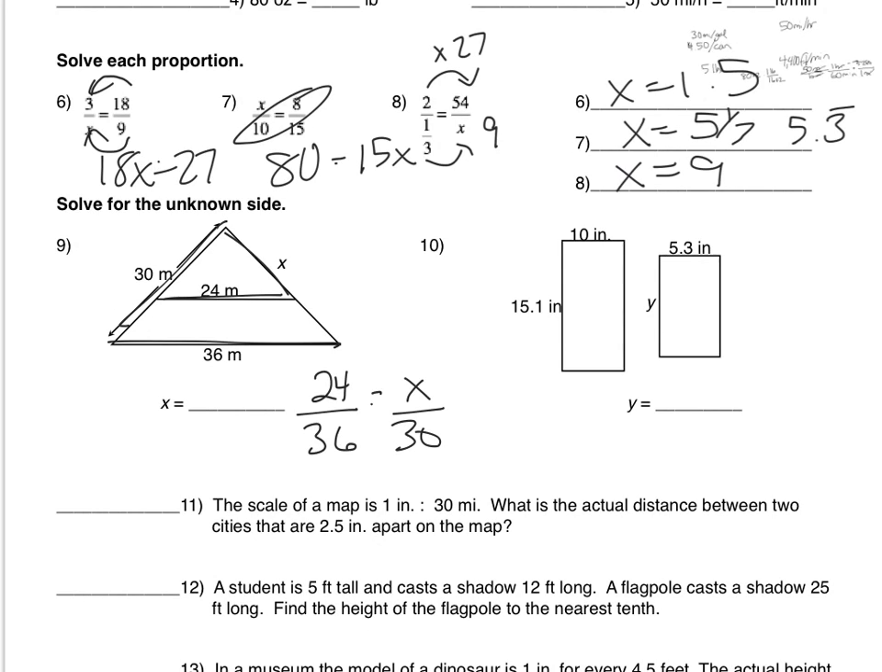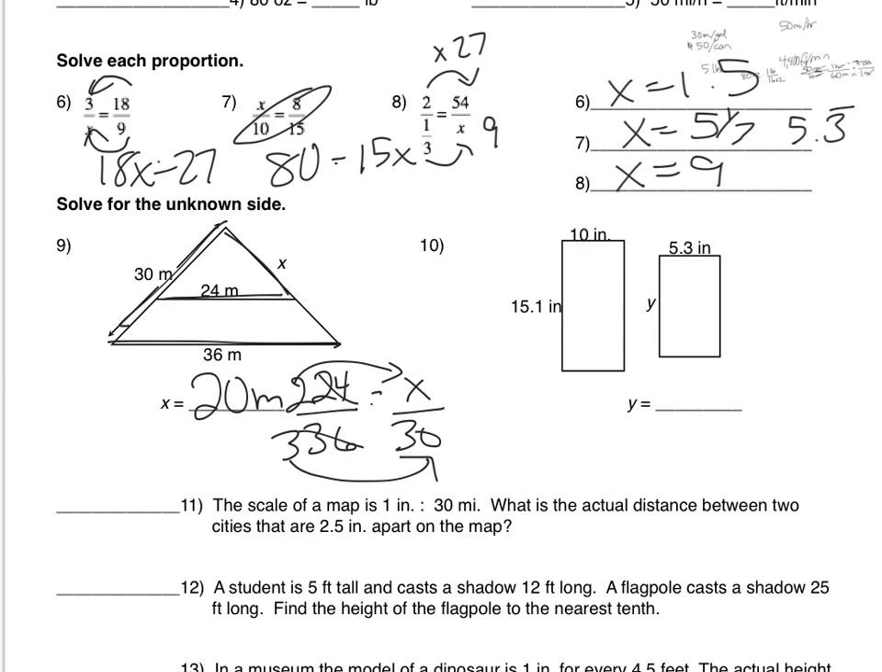Now again, you can solve these with a calculator. You can also try to do it mentally. In this case, I know that 24 and 36 can be reduced. 12 goes into 24 twice, and 12 goes into 36 3 times. 3 times 10 is 30, and 2 times 10 is 20. So x is equal to 20 meters.